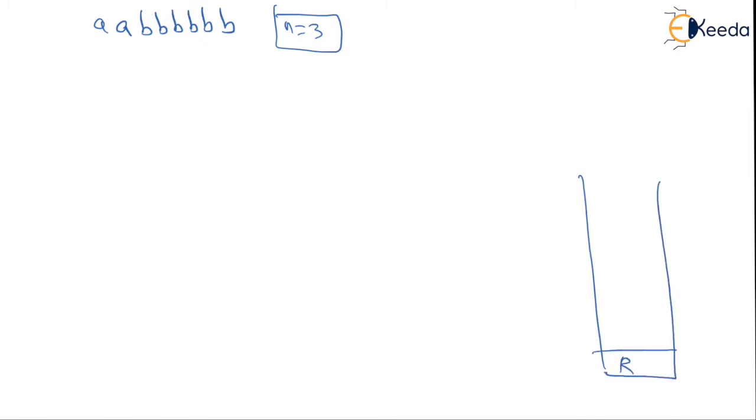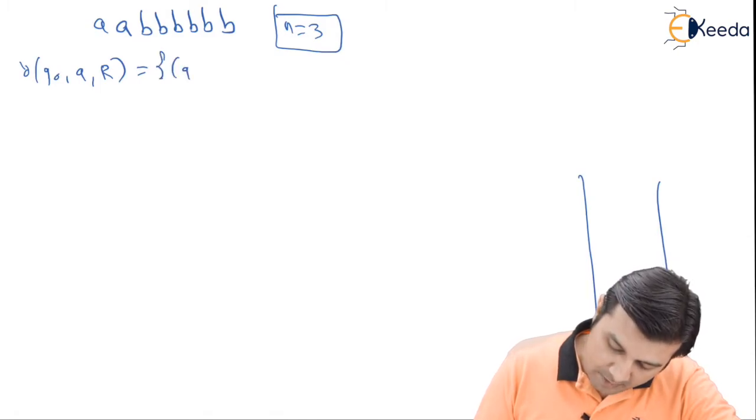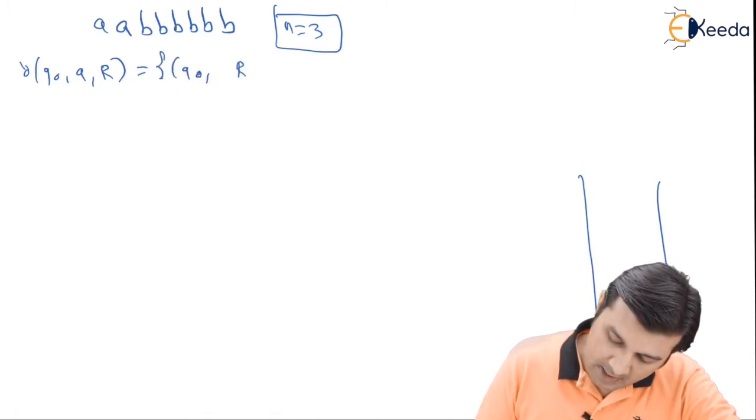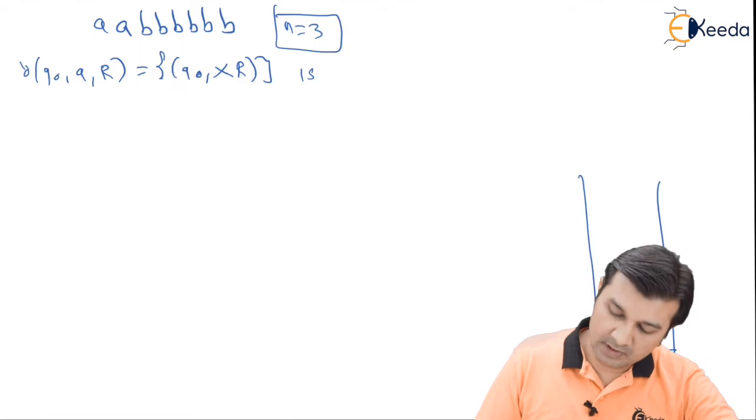Bottom is R. I have my delta. I am in state Q0. Input is A, stack top is R. Then this is the first time I perform the push operation, and over this R, X is going to be pushed, and that is how we do it. So this is for my first A.